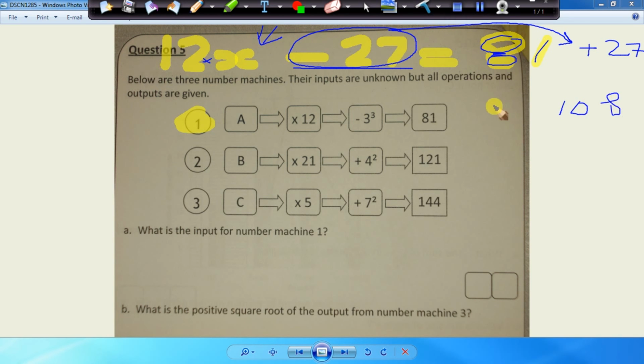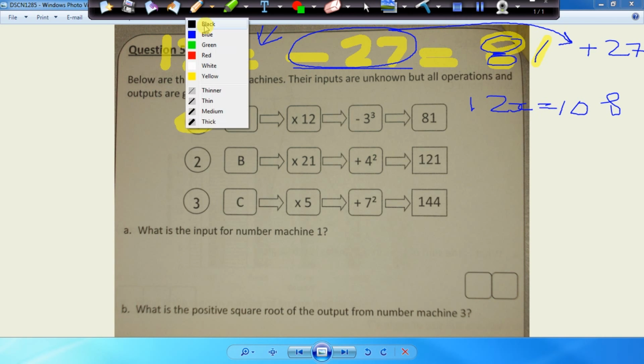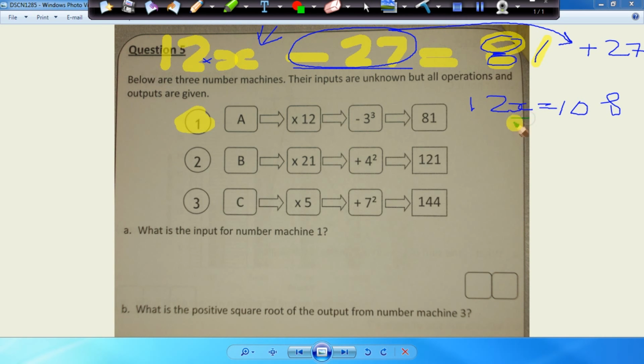108, 180. I'm just going to copy down the 12x over here, make it a bit closer, even though it's over there. Now, the next part, let's have Harun. I want to work out the x, not 12x. So what do we do with the 12?